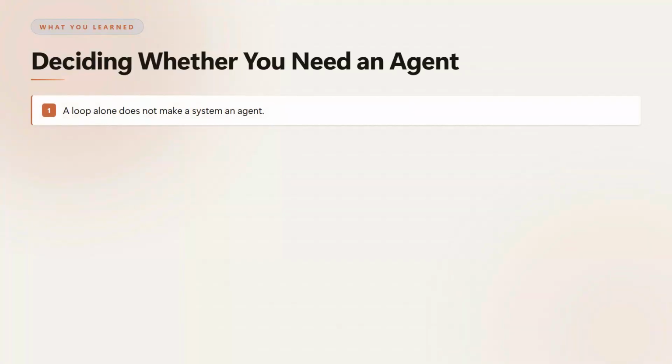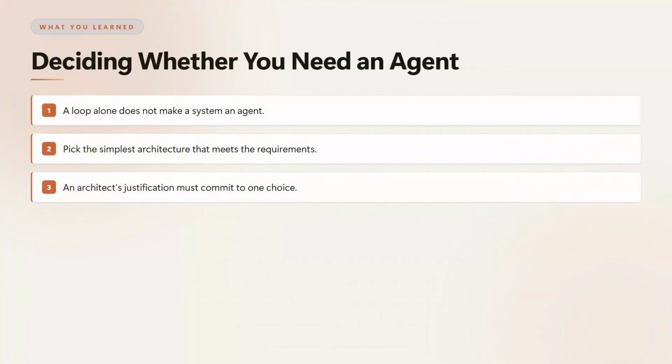Let's lock in 3 takeaways. First, a loop alone does not make a system an agent. Second, always pick the simplest architecture that meets the requirements. Third, an architect's justification must commit to one choice. These will save you from the most common mistakes.